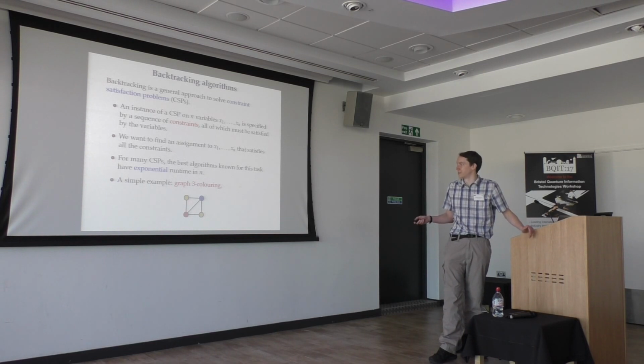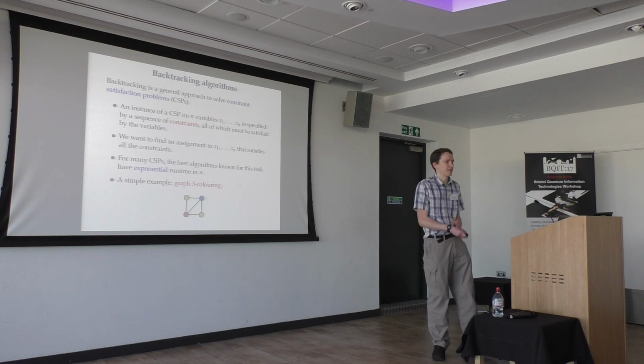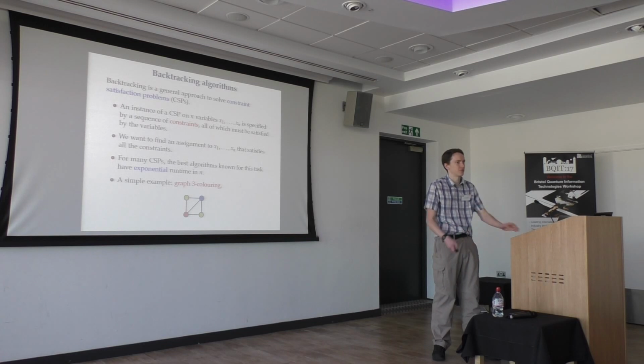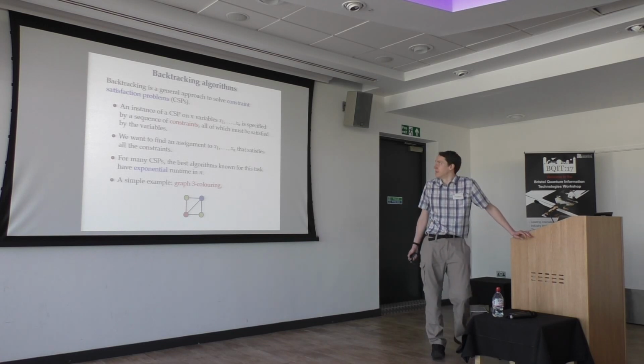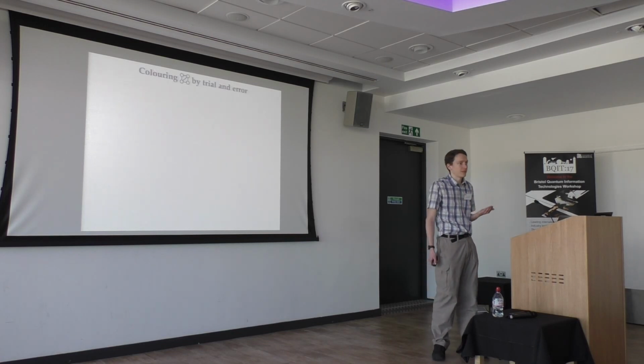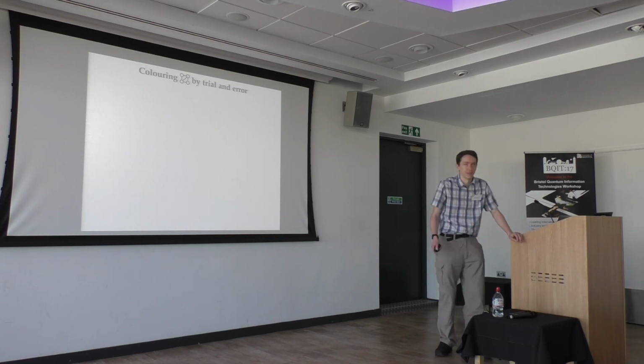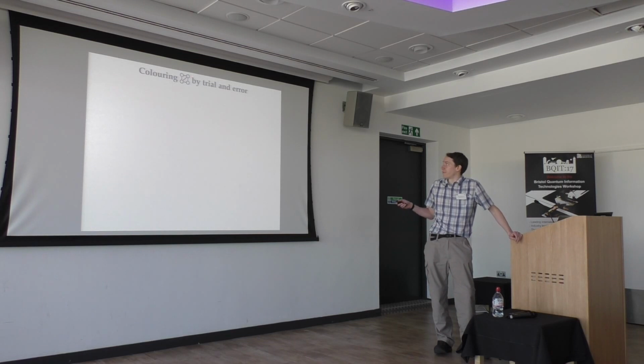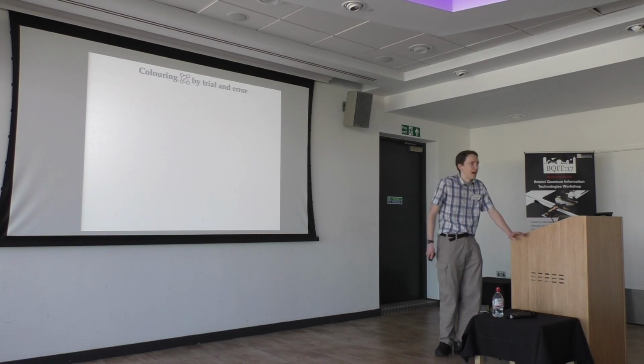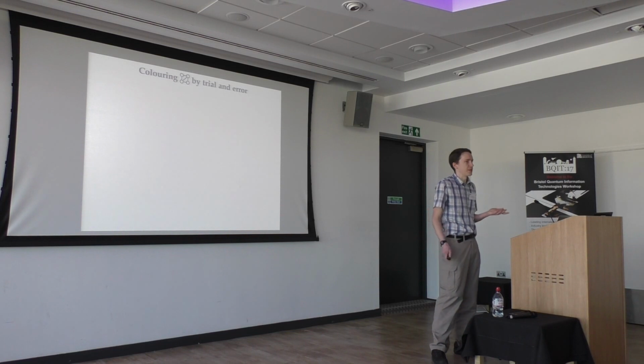And this is an example of a constraint satisfaction problem, because the constraint is that a pair of adjacent vertices shouldn't share the same colour. So, one natural way that we might try and solve the three colouring problem is a kind of trial and error approach. Imagine we've got this graph up here that I showed on the previous slide, and we want to colour it in with red, yellow and blue.